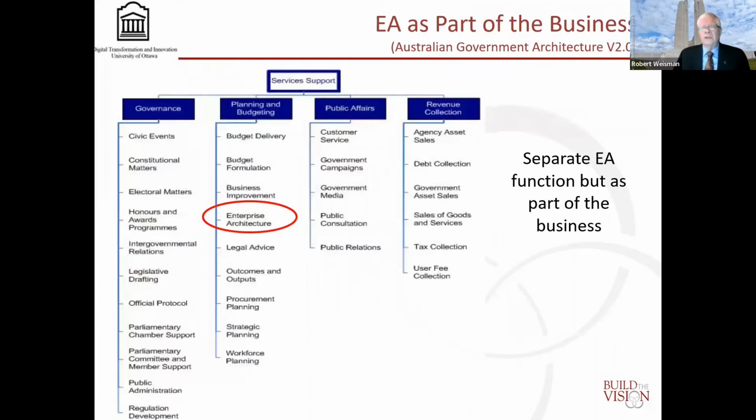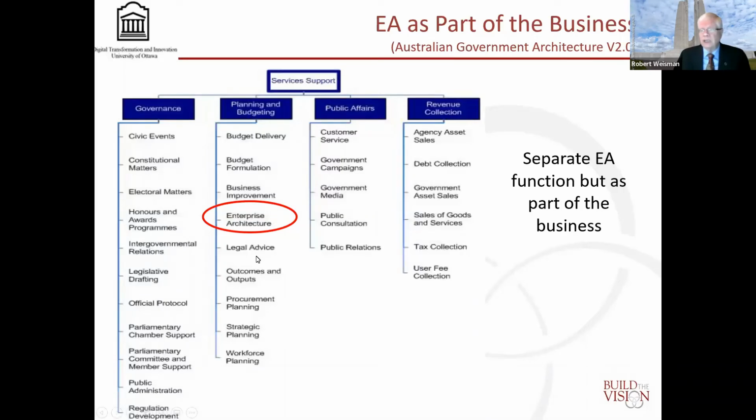Okay, where is enterprise architecture? This is the Australian government architecture version 2. It's not under the CIO. It's under planning and budgeting at the government and departmental level. And it's no different in the private sector. You're working alongside people doing business improvement, budget formulation, legal advice. And believe me, with privacy, you better get the legal advice.